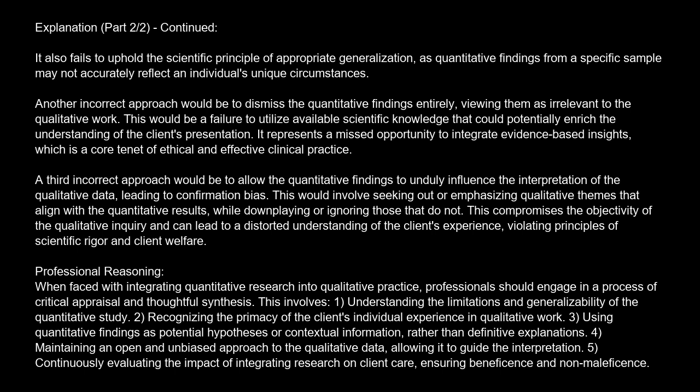A third incorrect approach would be to allow the quantitative findings to unduly influence the interpretation of the qualitative data, leading to confirmation bias. This would involve seeking out or emphasizing qualitative themes that align with the quantitative results, while downplaying or ignoring those that do not. This compromises the objectivity of the qualitative inquiry and can lead to a distorted understanding of the client's experience, violating principles of scientific rigor and client welfare.